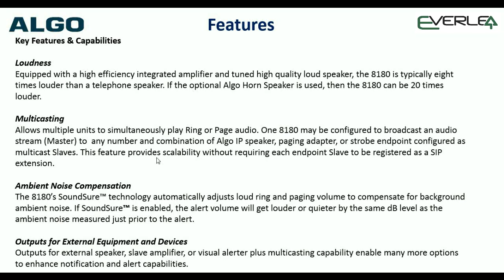Multicasting, we've talked a bit about that, so we won't go too far into that master-slave relationship. The ambient noise compensation using SoundCare is trademark technology. An example would be in a quiet room like I'm in right now, if a phone call came in, it's not going to blast across noisily, it's going to tune itself to the amount of noise in the room, so it's softly ringing. But then I might have 20 people in this room talking really loudly, and the Algo 8180 is going to adjust the ringing so that people can hear it over the noise. And we've got outputs to external equipment and devices, loudspeakers, etc.